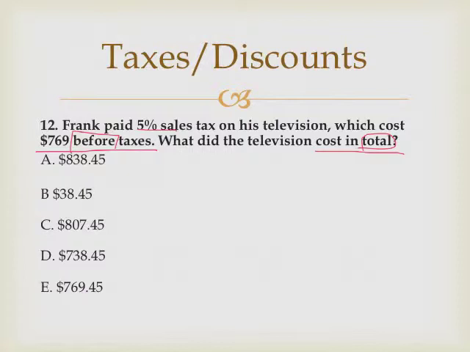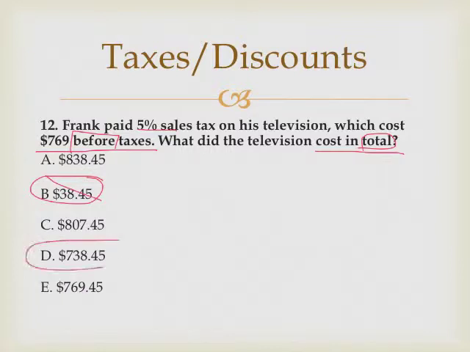So if we look at our answer choices, B makes no sense because it is far too small. I would bet that is the 5% sales tax that he is paying. If you calculate the 5% sales tax, you see that number on the answer key, you freak out, and you pick it. But you're wrong, because we're not looking for that. We're looking for the price in total, which means the answer must be larger than 769.